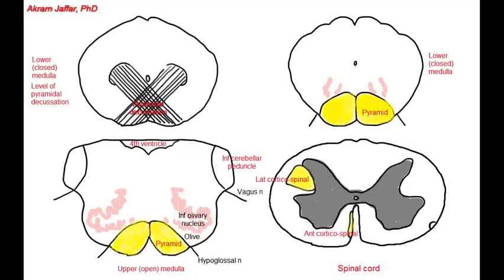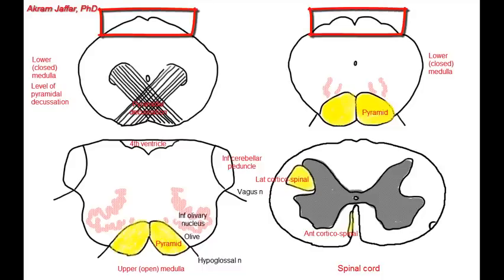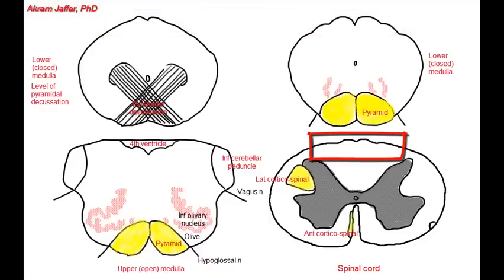The posterior surface of the superior half of the medulla, the open part of the medulla oblongata, forms, as I said, part of the floor, or the lower part of the floor, of the fourth ventricle. However, the posterior surface of the inferior half of the medulla is continuous with the posterior aspect of the spinal cord, and so it has a posterior median sulcus.